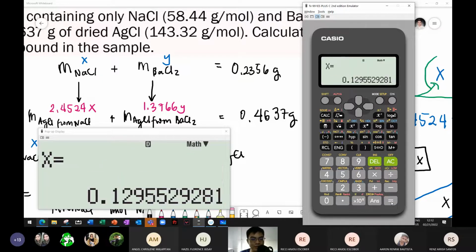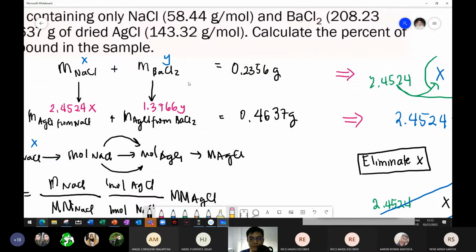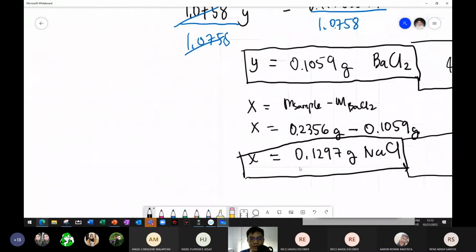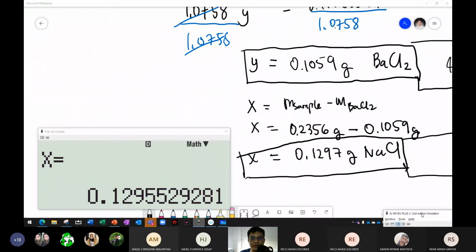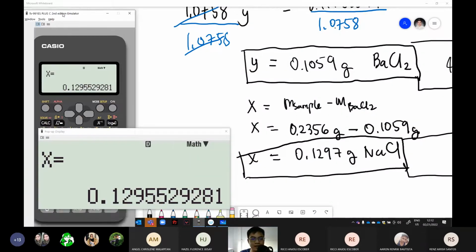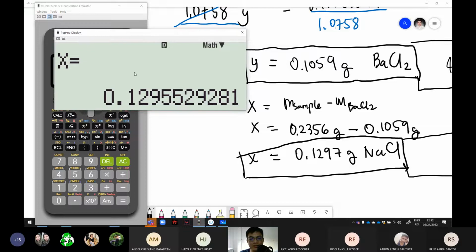Okay, press equal sign. X is 1.296. Di ba yun yung na-solve natin? 1.296. O dito 7. Kasi nag-round off tayo kanina. Remember? Diba? Amazing na. Kanina, nag-eliminate ka pa. Ngayon, pwede mo naman pala i-calculate. So, 1.296. Dito, naging 1.297 because we rounded off earlier. Okay? Ito, ni-round off natin to right? So, yun yung mass ng NaCl. Because remember, X is your NaCl.